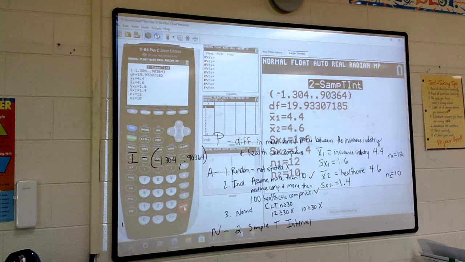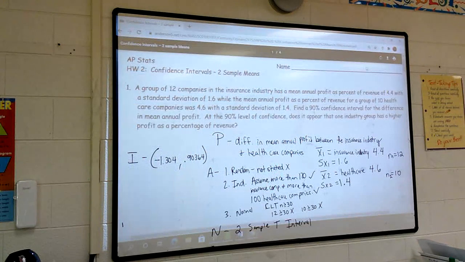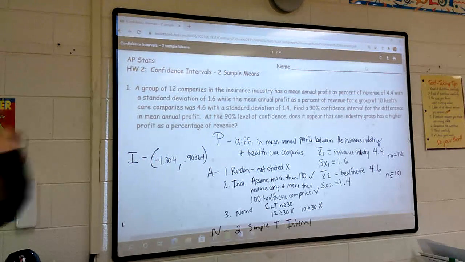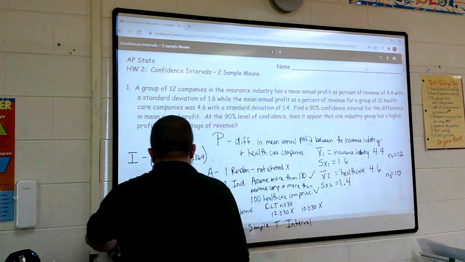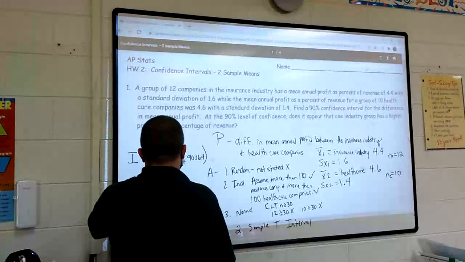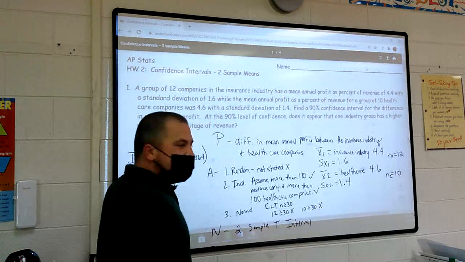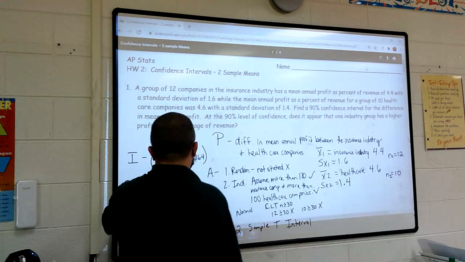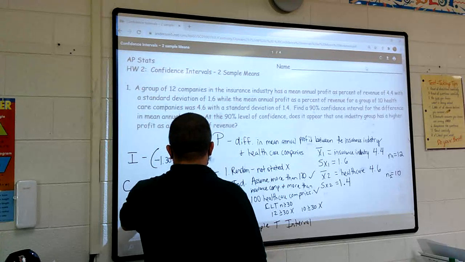Now, if you notice, that interval goes from a negative to a positive. So 0 is in the interval. That is important when we get to our conclusion, that 0 was in our interval, because what the question's asking at the end is going to be answered by that. Okay? So, that's where we're going. This tells us we're 90% confident. Here goes the long conclusion.